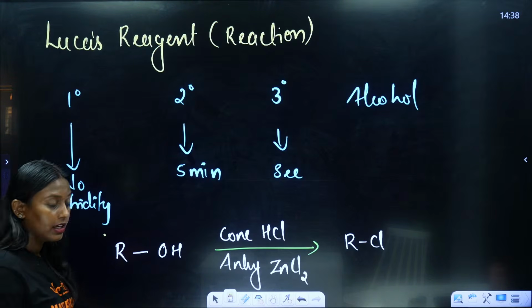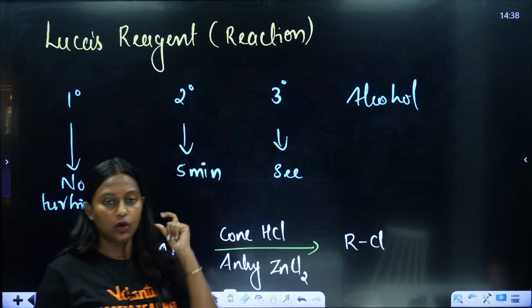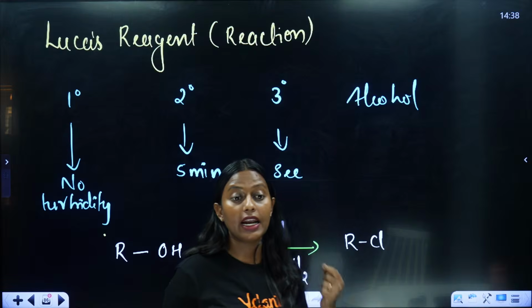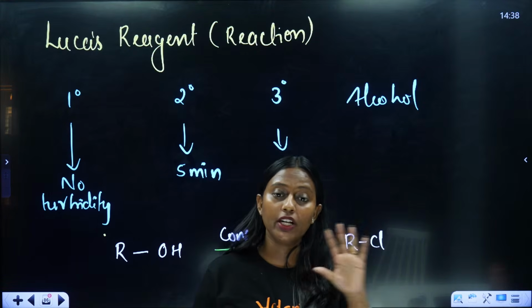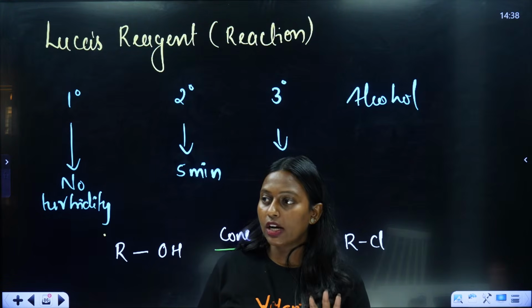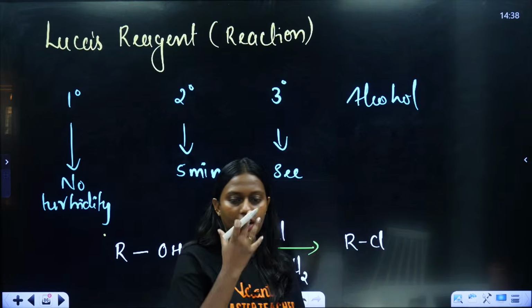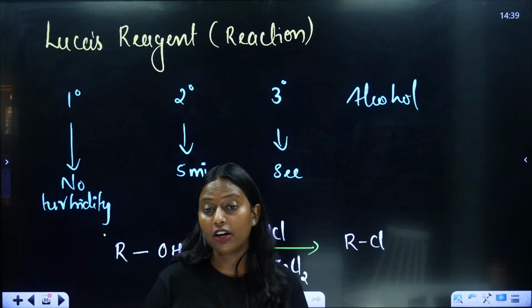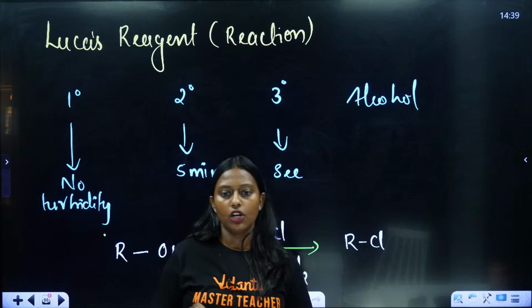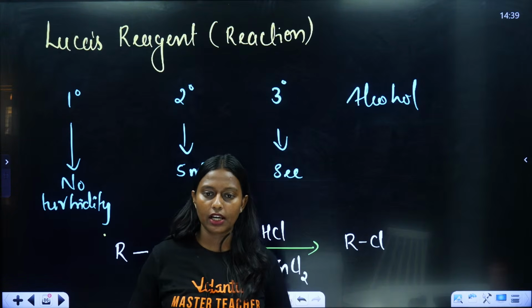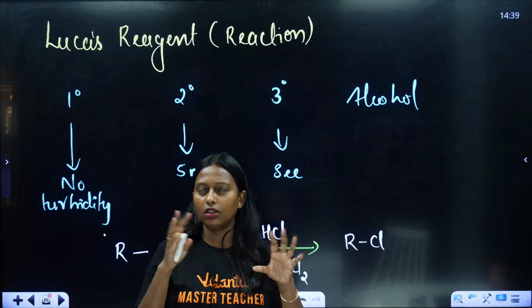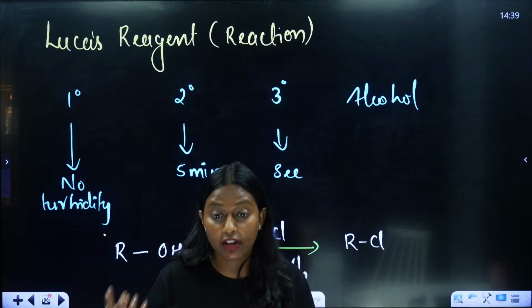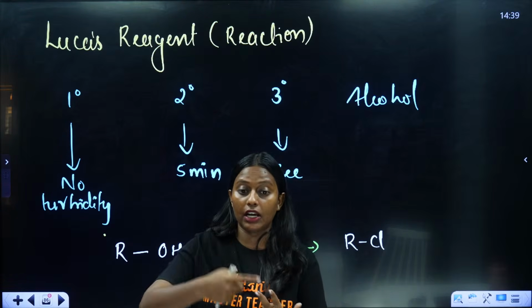So tell me, guys, what have we discussed? Lucas reagent. What is actually Lucas reagent? Concentrated HCl and anhydrous zinc chloride is Lucas reagent. What is the Lucas reaction? We use this Lucas reagent to identify or differentiate primary, secondary and tertiary alcohols. So we are taking 3 different alcohols: primary, secondary and tertiary.